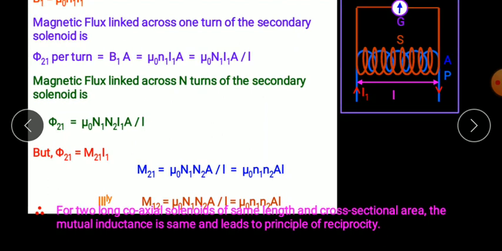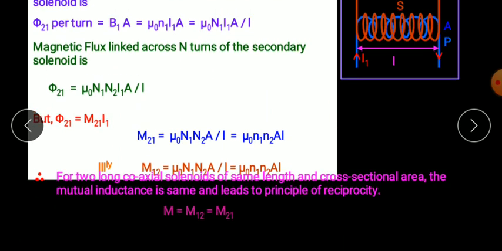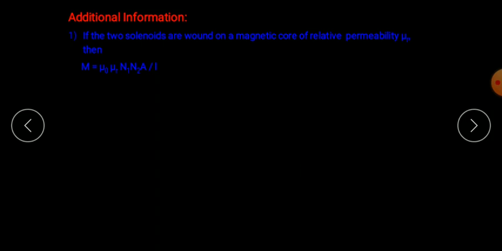Similarly, M12 equal to mu naught N1 N2 A upon L. So for two long coaxial solenoids of the same length and cross-sectional area, the mutual inductance is the same and this leads to the principle of reciprocity. So we can write M equal to M12 equal to M21. Now we have some additional information. If two long solenoids are wound on a magnetic core of relative permeability mu R, then M equal to mu naught mu R N1 N2 A upon L.